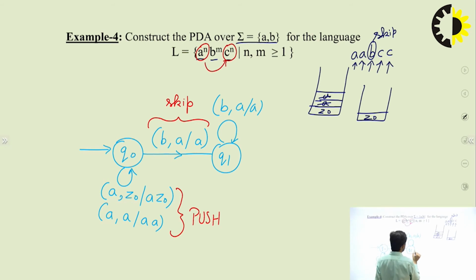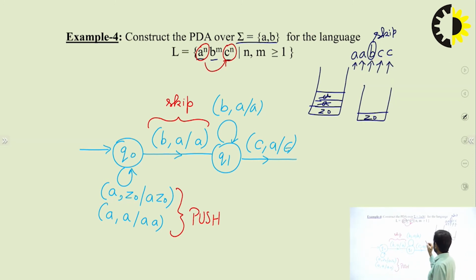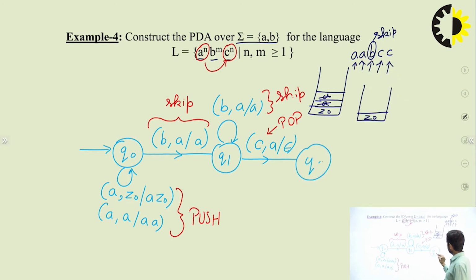Now next, when C is the input, all B's are over. Till now we assume that all B's are over. Now when C is the input and top of the stack is A, we pop A. Corresponding to 1 C, we pop 1 A. So this is also the skip operation, and this is the pop operation. Now I am at state Q2.